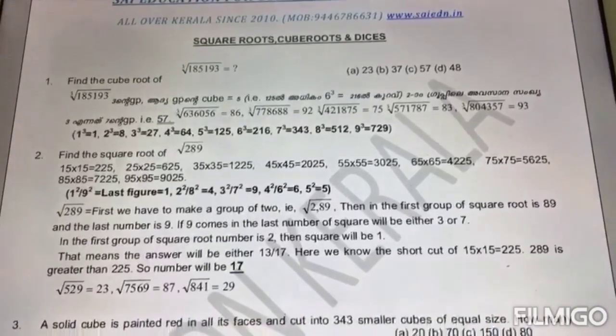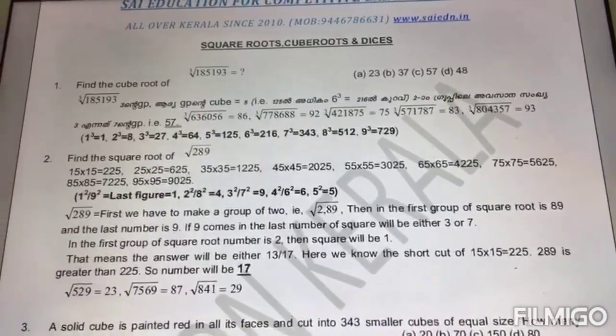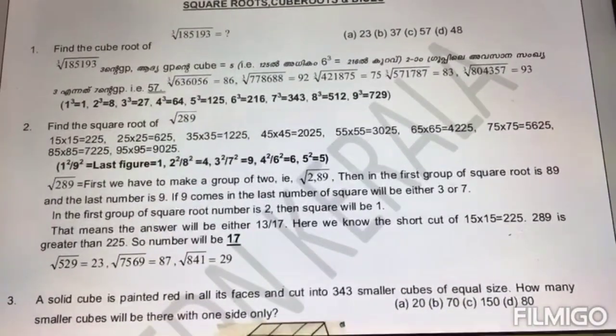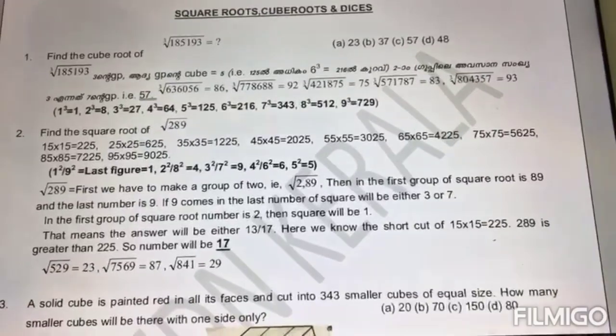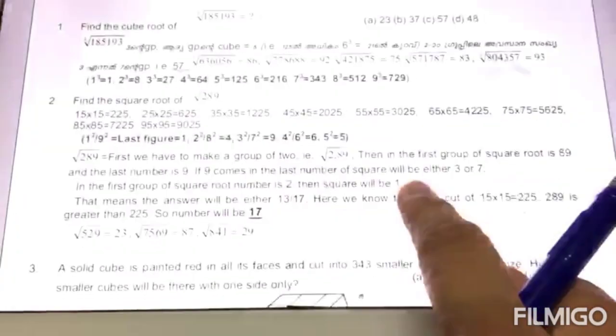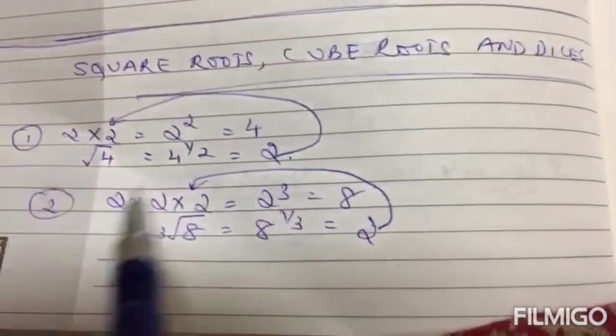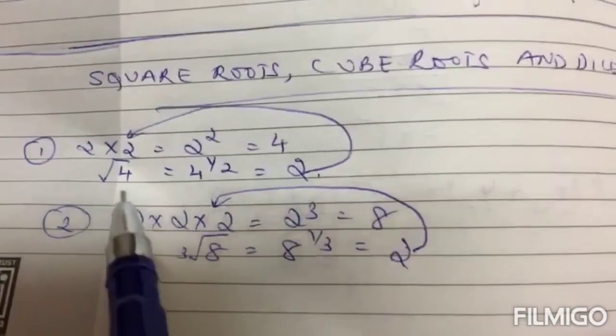So we're going to start a new topic today: square roots, cube roots and dices. I hope you've been following our lectures so far. Please do keep practicing because we're going to cover some material quite soon. Before we start doing the questions, I just want to explain the concept of square roots, cube roots and dices. Let's look at an example.